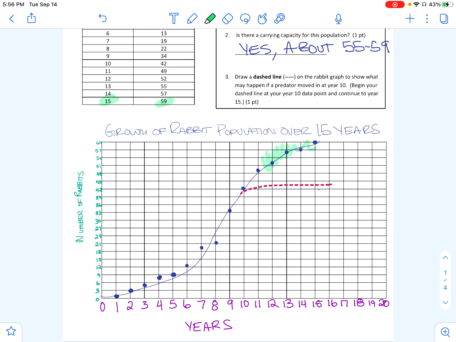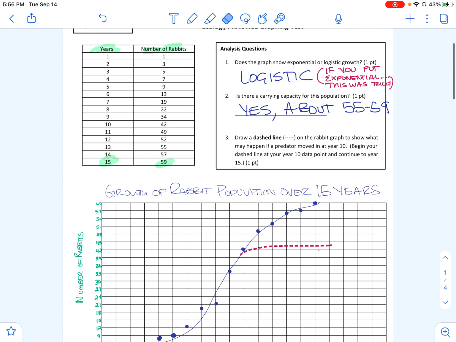So I actually asked the other biology teachers, like, what do you guys think this is? So if you were confused, if you're like, oh my gosh, this wasn't super obvious, that's okay, because this was a tricky one. So I actually think that because it kind of maintains, look at the end, the last 4 years, see how it kind of levels off there? So I actually called it logistic in the beginning.